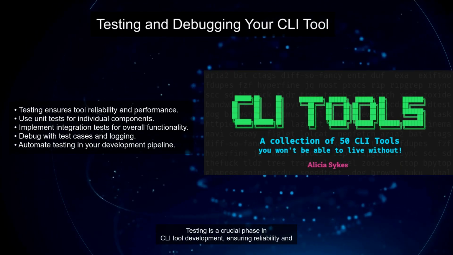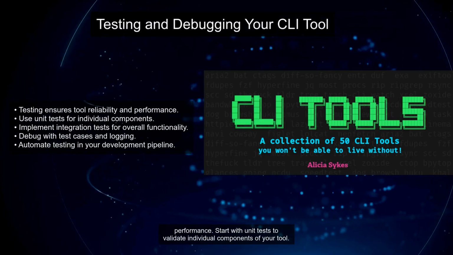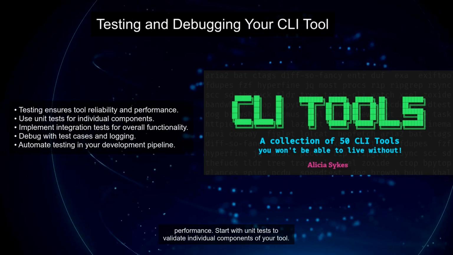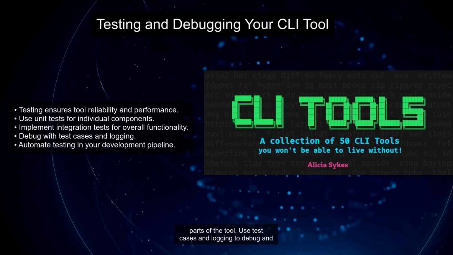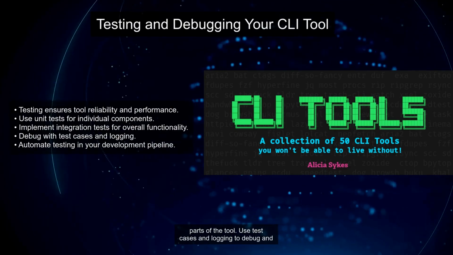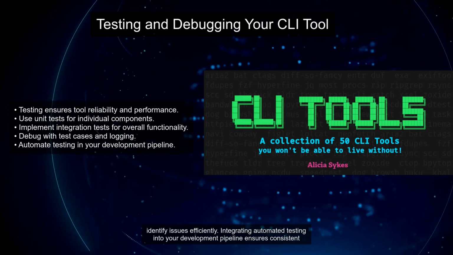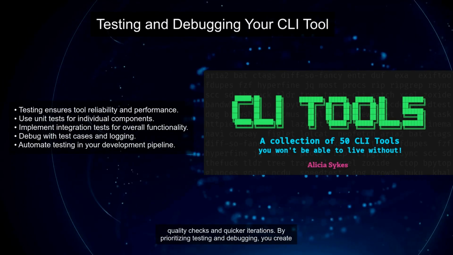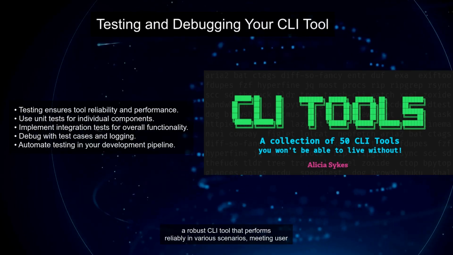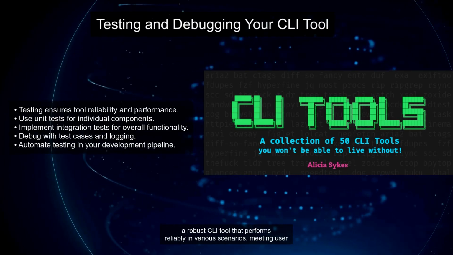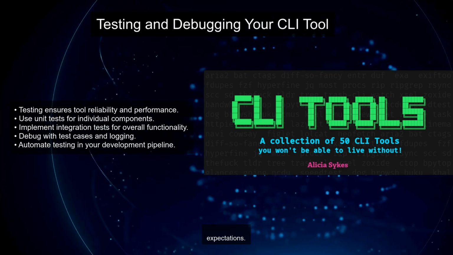Testing is a crucial phase in CLI tool development, ensuring reliability and performance. Start with unit tests to validate individual components of your tool. Implement integration tests to assess the overall functionality and interaction between different parts of the tool. Use test cases and logging to debug and identify issues efficiently. Integrating automated testing into your development pipeline ensures consistent quality checks and quicker iterations. By prioritizing testing and debugging, you create a robust CLI tool that performs reliably in various scenarios, meeting user expectations.